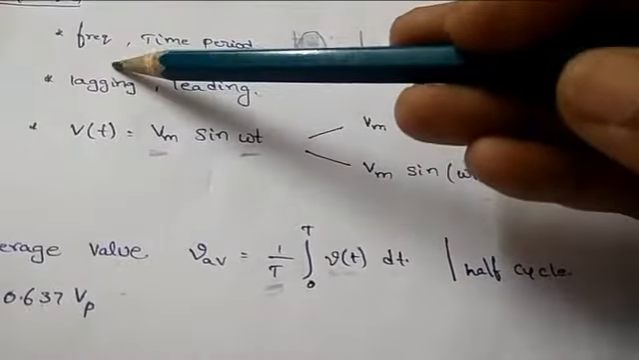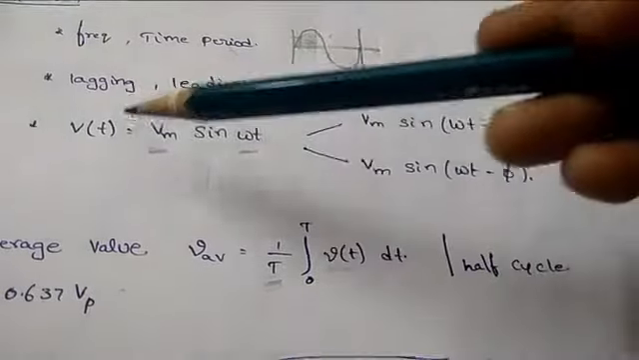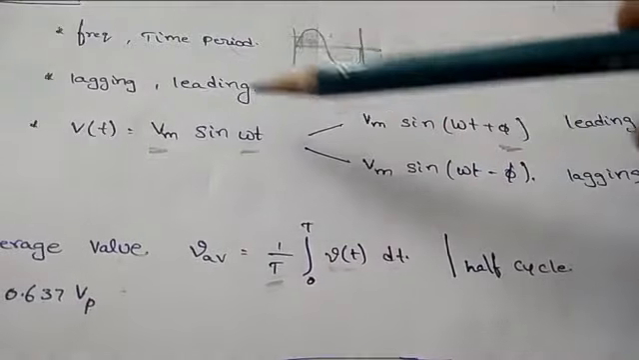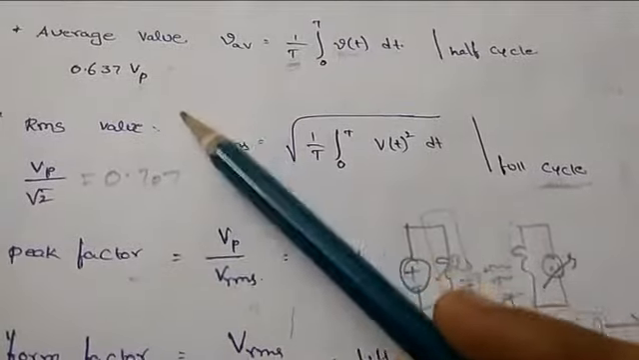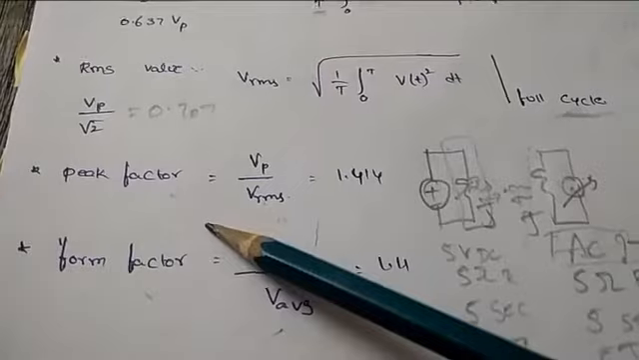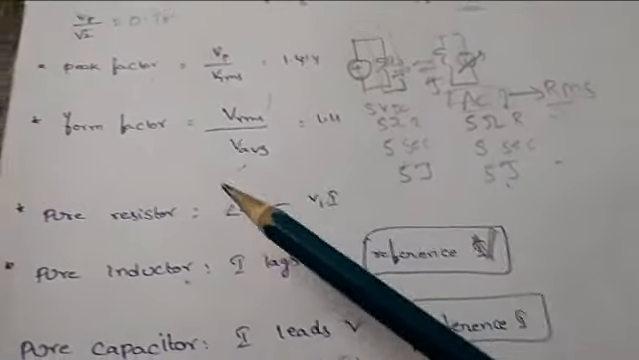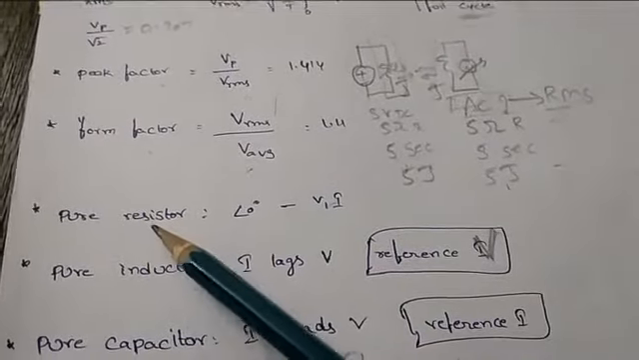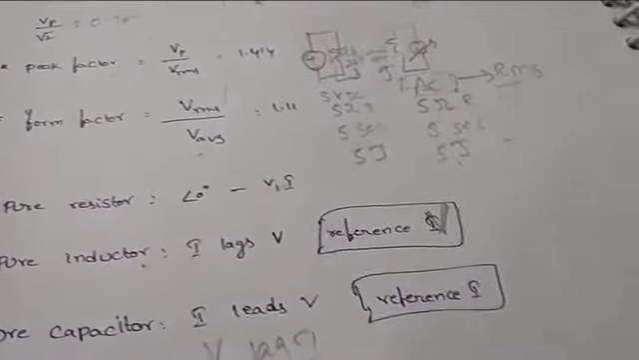In our previous video, we saw how to calculate the frequency and time period of a given waveform, how to represent lagging and leading power factors, and calculations of various parameters like average value, RMS value, instantaneous value, peak factor and form factor, and how to represent pure resistor, pure inductor and pure capacitors, all those things.